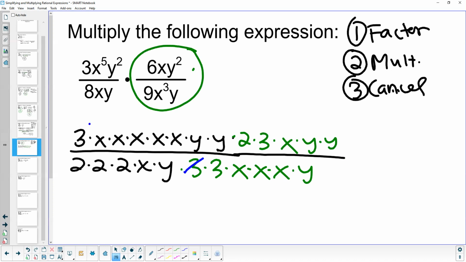I've got a 3 on the bottom and a 3 on the top. I've got a 2 on the top and a 2 on the bottom. I've got another 3 and another 3. Awesome. Then let's take a look.